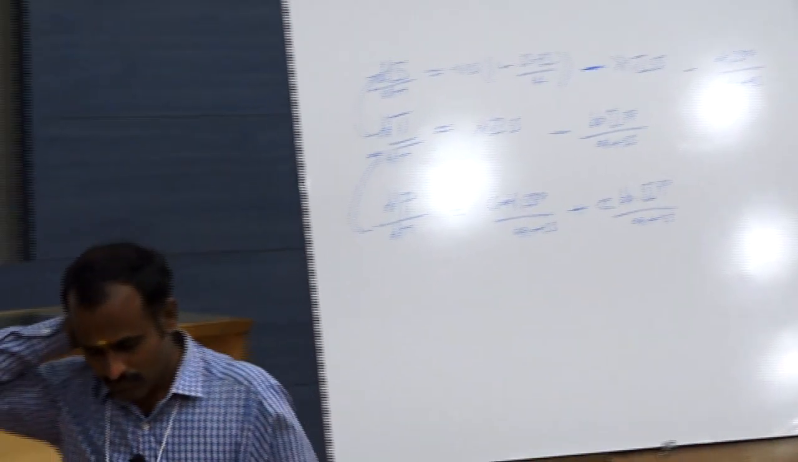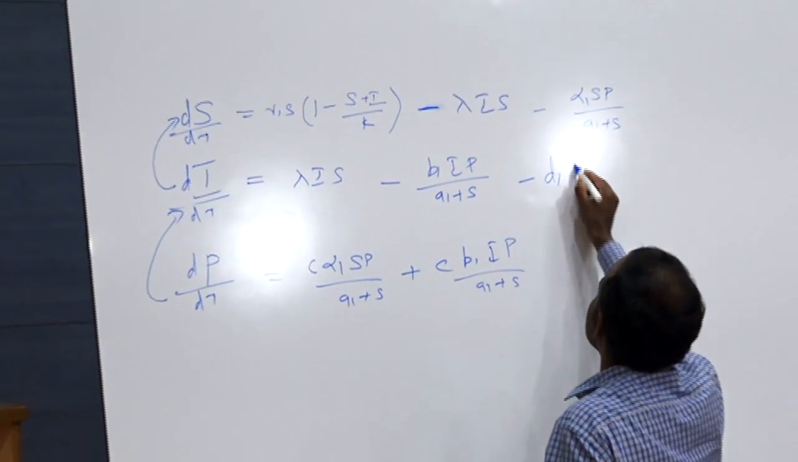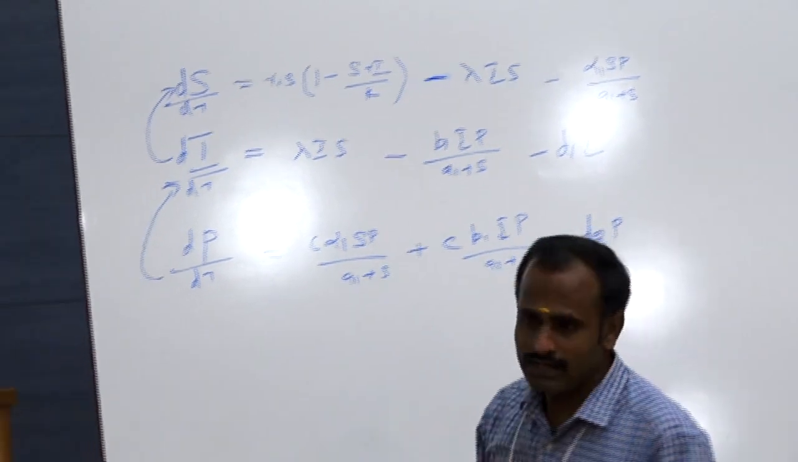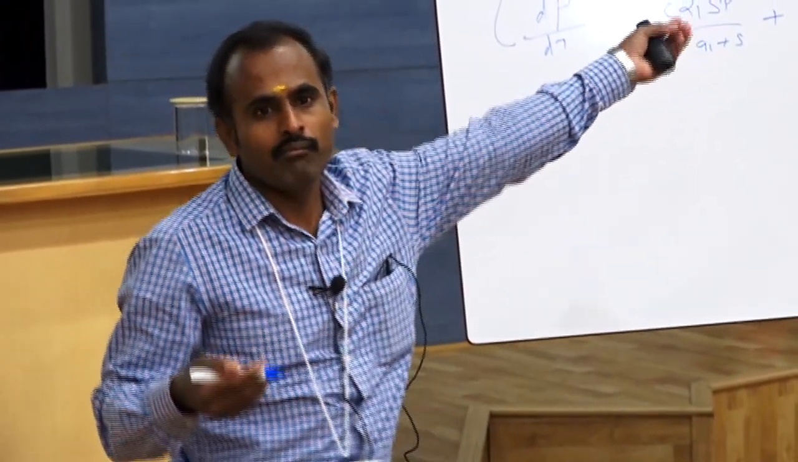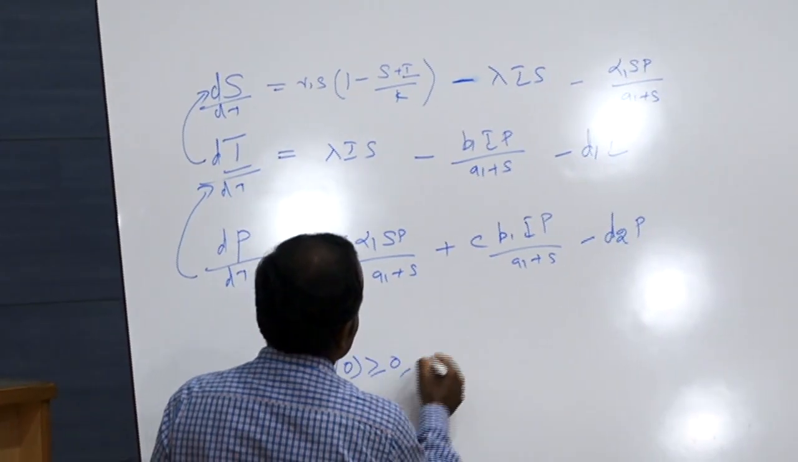And while forming a model, we consider the death rate also. The death rate of infected prey is denoted by D1, that is the normal death rate, D1 I. Similarly D2 P, this is the death rate of the predator population. Death rate decreases the population, so we denote it here with minus. So we are considering the biological model, taking all the initial values greater than or equal to 0.